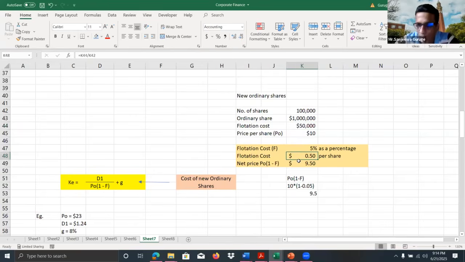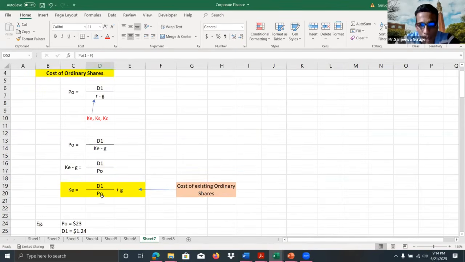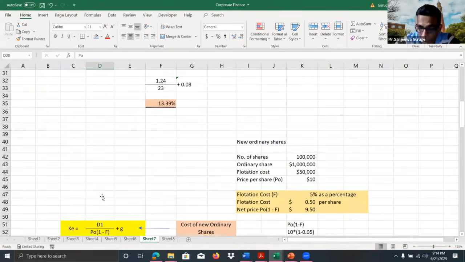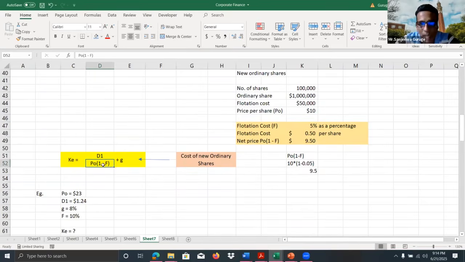Then what we should use here is the net price, because this cost should be incurred after collecting this price, because they may be able to sell at the current market price, right? If the market price is the correct price, but still there will be a cost. So if the cost is calculated as a percentage, we can calculate the net price, because here P into 1 minus F means the net price when we adjust the flotation cost.